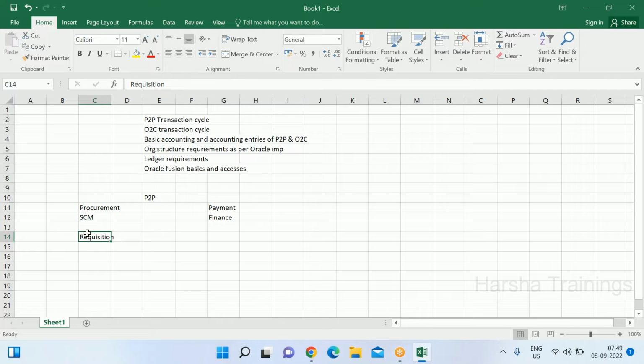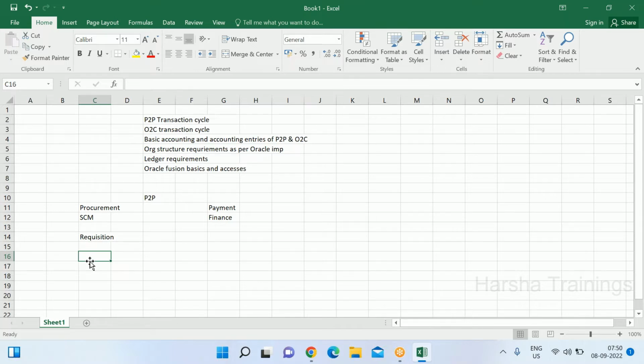This requisition can be internal or external. Internal is when they fulfill the requirement internally, like manufacturing internally to fulfill the business requirement, or the items are already in the warehouse and have to be moved internally. So this is called an internal requisition. External requisition is when the business wants to buy from outside.